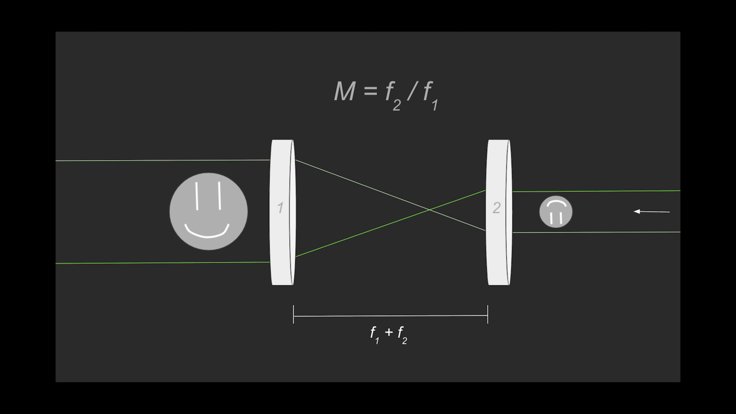The level of magnification or demagnification can be calculated using the focal lengths of each lens. By dividing the focal length of the second lens in the system by the focal length of the first lens, the level of magnification can be determined. In the case of demagnification, the calculation remains the same, but the lower focal length will be in the numerator, generating a result of 1 over m, or 1 over the level of magnification.